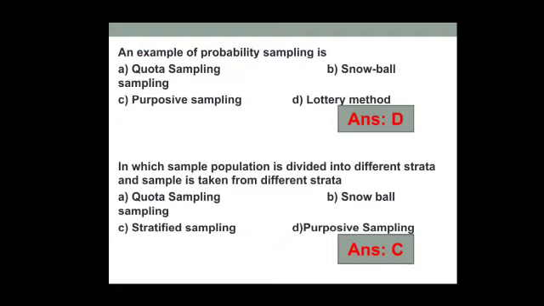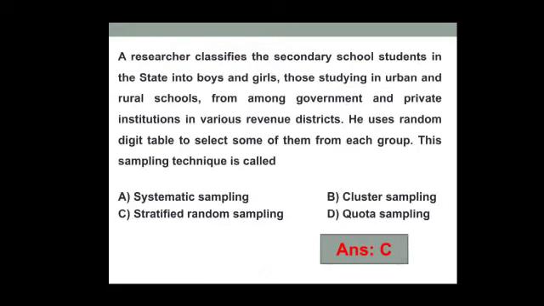Then, in which a sample population is divided into different strata, and the sample is taken from different strata, that is the stratified sampling technique. So a researcher classifies the secondary school students in the state into boys and girls, those studying in urban and rural schools, from among government and private institutions in various revenue districts. He uses a random digit table to select some of them from each group. At first, the researcher divided the population into different groups, right? Then he applies random selection, that is stratified random sampling.